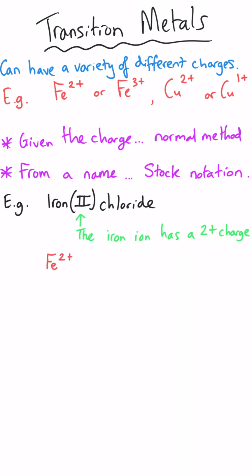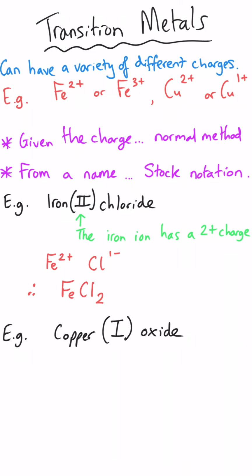So iron(II) chloride has got iron that is 2+, and chloride, which is from group 7 and therefore 1-. And so the formula of iron chloride will be exactly the same as magnesium chloride because the ions carry the same individual charges. So FeCl2, just like it was MgCl2 previously.